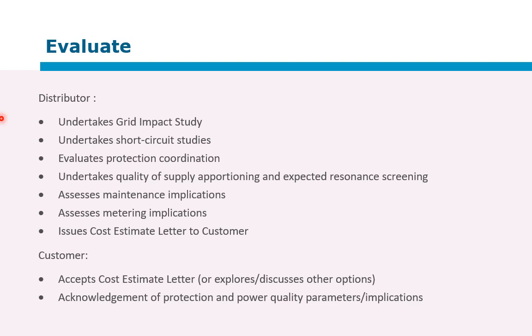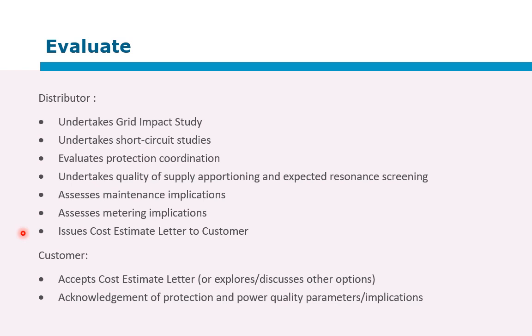So to summarize the evaluation process, step 2, the distributor would undertake the grid impact study, especially if a hosting capacity study hasn't been done. They would also undertake the short circuit studies, evaluate the protection coordination, do the power quality apportioning and expected resonance screening, assess the maintenance implications, assess the metering implications, and then issue a cost estimate letter to the customer.